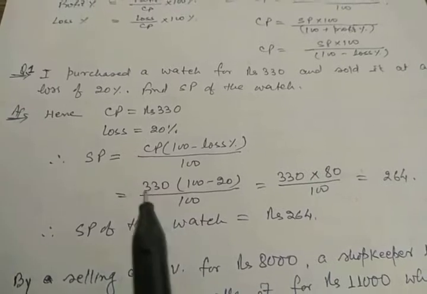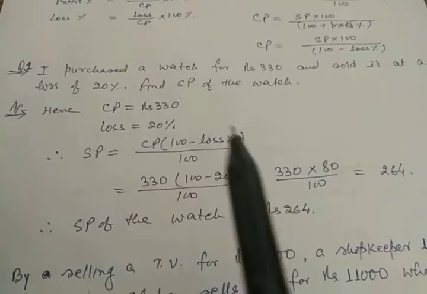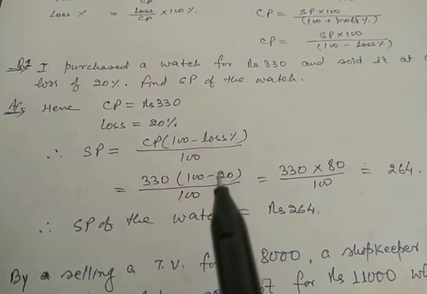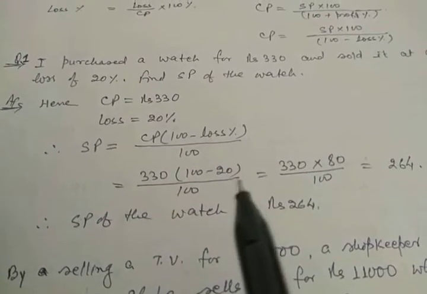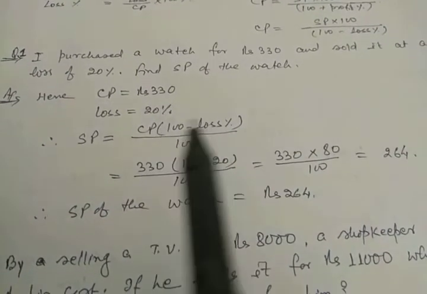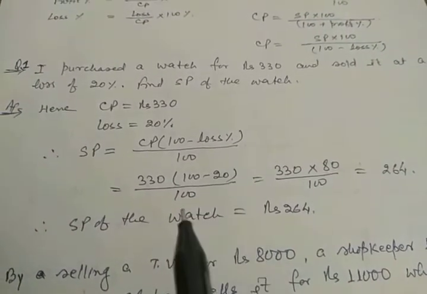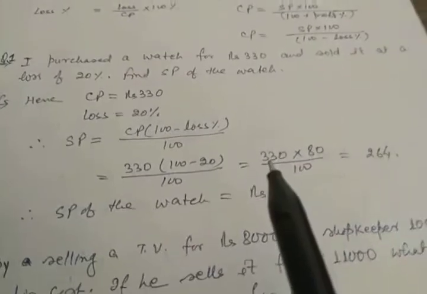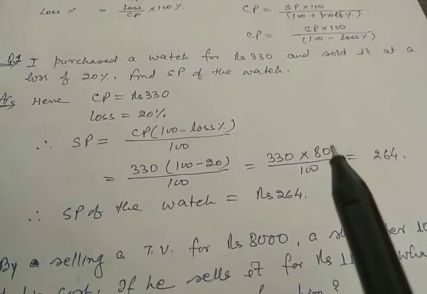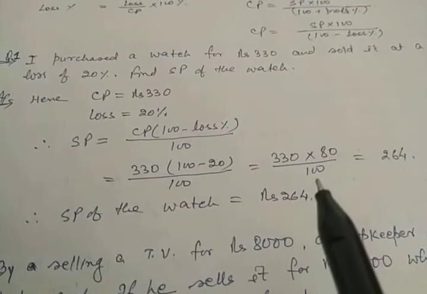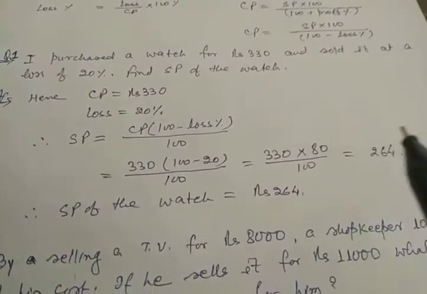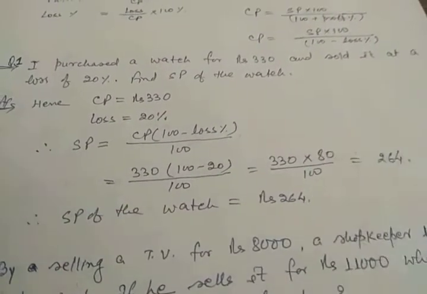So put here 330, 100 minus 20. Here for loss percent you have to write only 20, not 20%. So 330 into 100 minus 20 by 100. So 330, now 100 minus 20 is 80, divided by 100, calculate it is 264. Okay. See the another question.